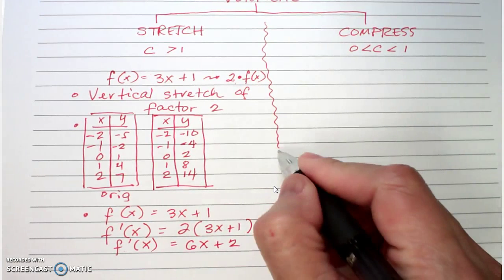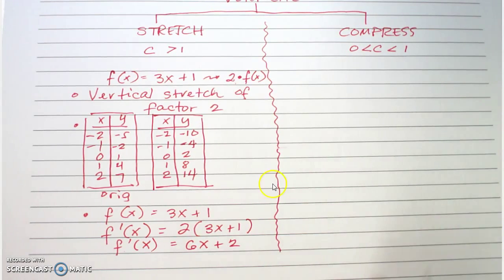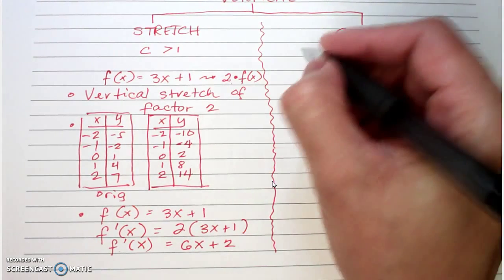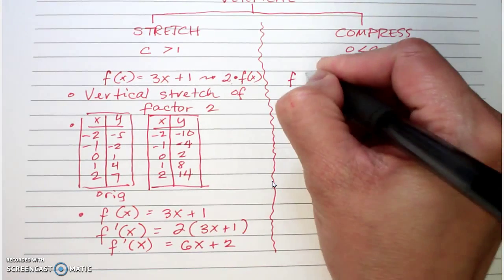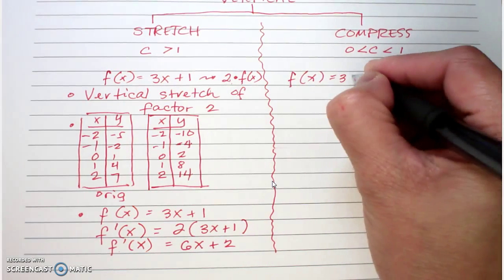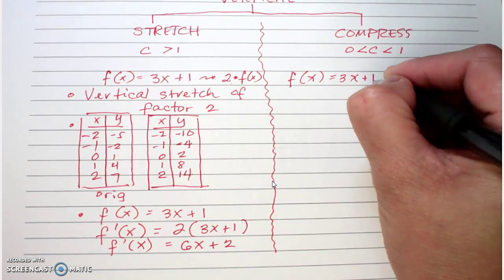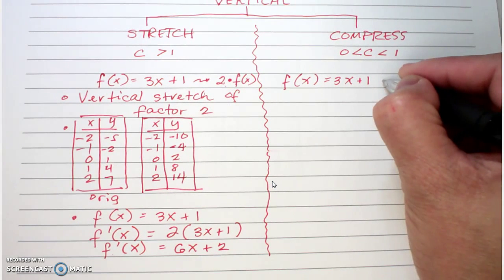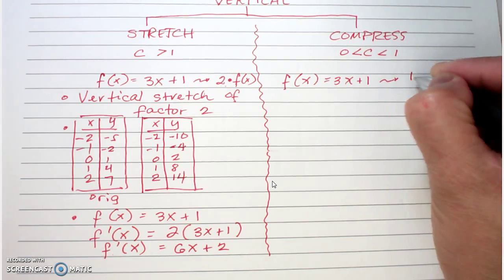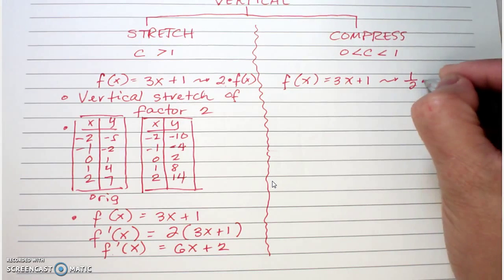Now let us give an example on the vertical compression. Vertical compression happens when you have something like this. If you have f of x equals the same, let's use the same function, 3x plus 1. And let's say you wanted to do 1/2 of f of x.